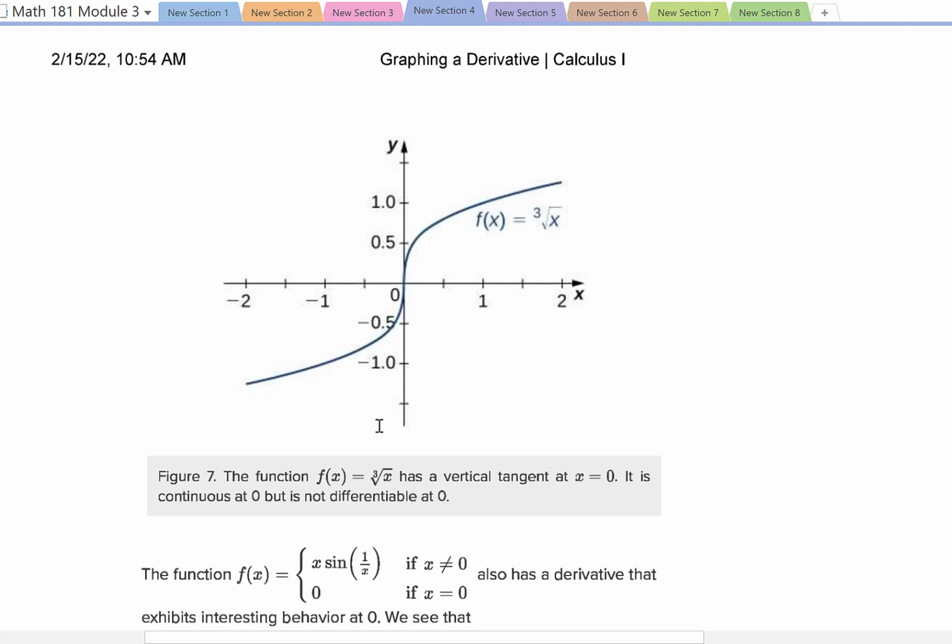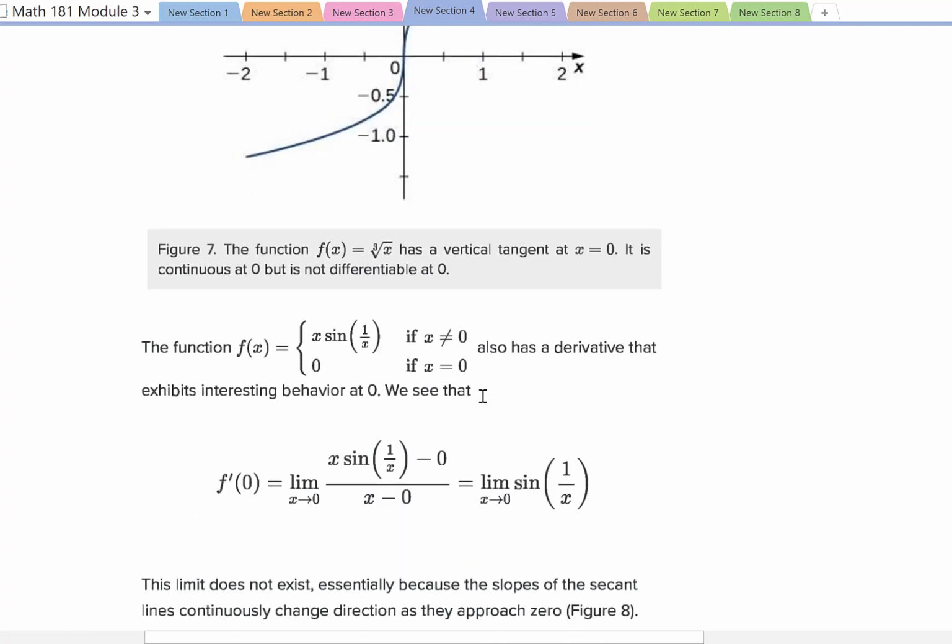In this case, we have f of x equals the cube root of x, which has a vertical tangent at x equals 0. So it's continuous at 0, but it's not differentiable at 0. And if we look at f of x equals x sine of 1 over x, it has a derivative that exhibits interesting behavior at 0. So we see f prime at 0. We're looking at the behavior of x sine of 1 over x, and what's happening there.